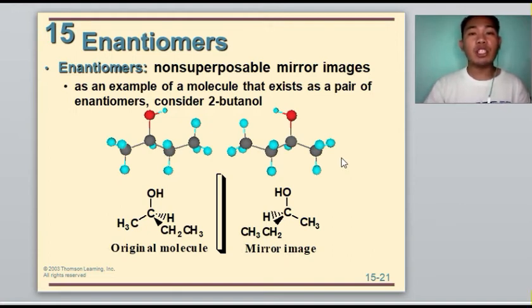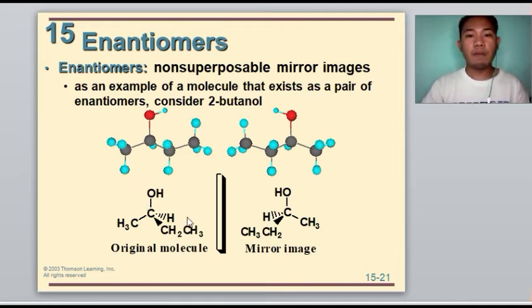As an example of enantiomerism, let us consider, as I said, the 2-butanol molecule. As we discuss this molecule, we will focus on carbon number 2, the carbon bearing the OH, this one. What makes this carbon of interest is the fact that it has four different groups bonded to it: the hydrogen, the CH3, the CH2CH3, and the OH.